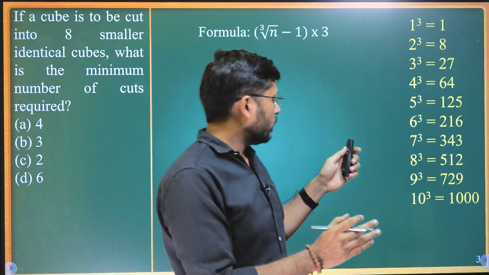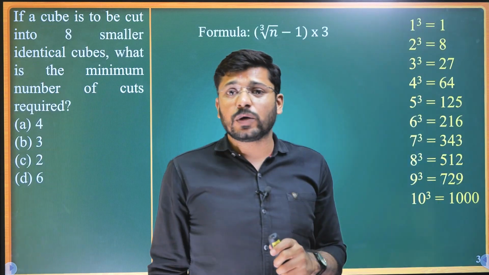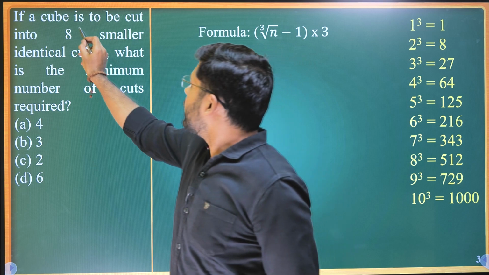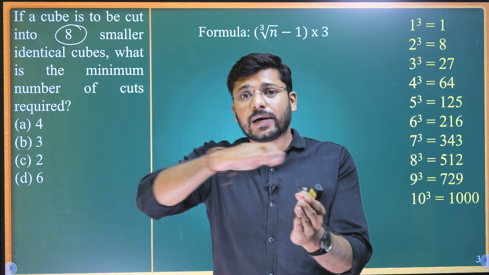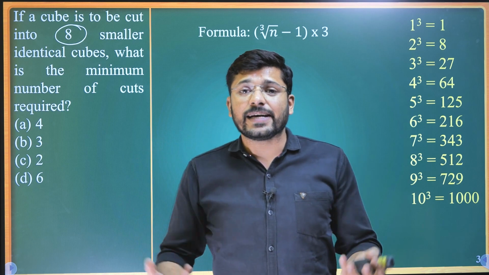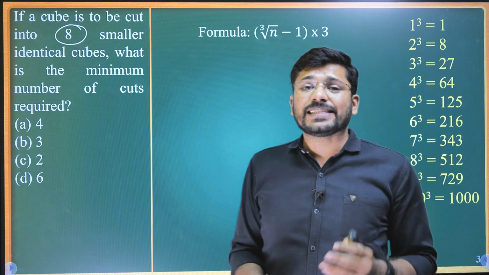For example, this one cube, they want to cut it into multiple pieces. How many pieces do they want it to be cut into? They want 8 smaller identical pieces. So one cube, they want to cut it in 3 dimensions into 8 identical pieces. What is the minimum number of cuts required?